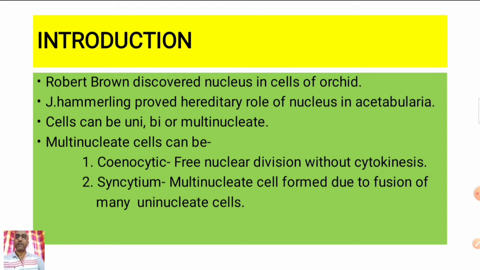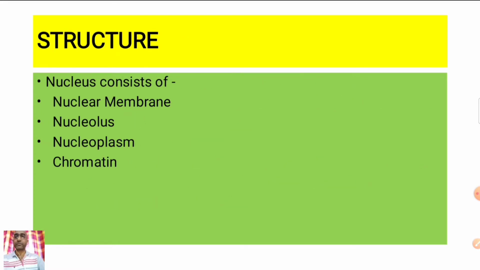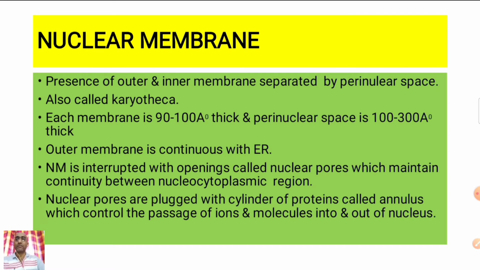Got it? Now let us know about the structure of the nucleus. As far as nuclear structure is concerned, the nucleus consists of a nuclear membrane, a nucleolus, nucleoplasm and chromatin. So we will study one by one. First come to the nuclear membrane. The nuclear membrane is the outermost layer that surrounds the nucleus. It is otherwise known as karyotheca.